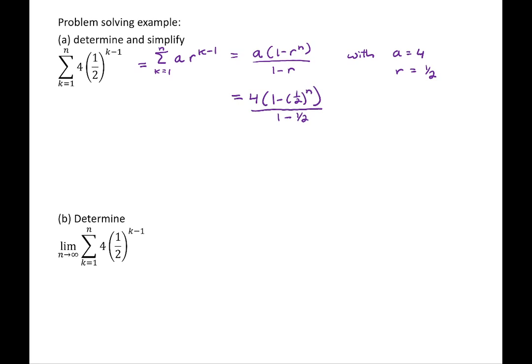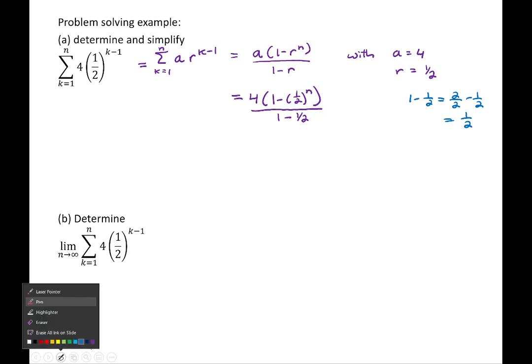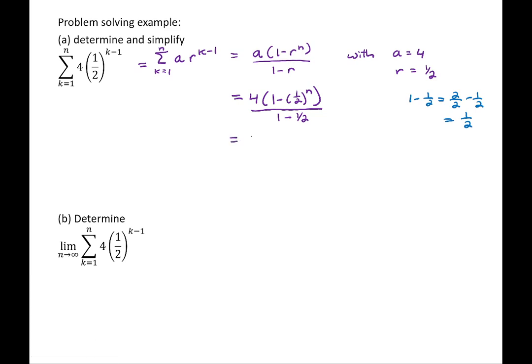So there we have it. I'm going to do a calculation. 1 minus 1/2 is 2 over 2 minus 1 over 2, which is 1/2. So we have 4 times 1 minus 1/2 to the n, all over 1/2.